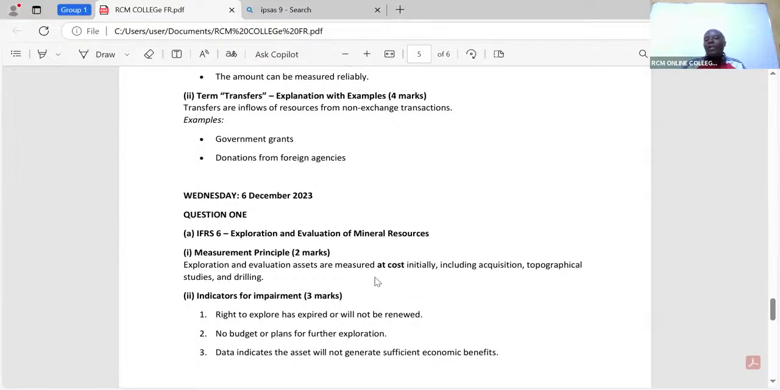At cost, how much do you incur? Indicators for impairment. Rights to explore has expired or will not be renewed. No budget or plans for further exploration. Data indicates that the asset will not generate sufficient economic benefits.